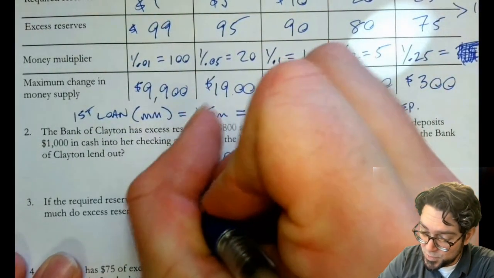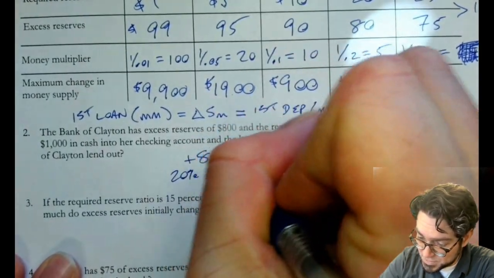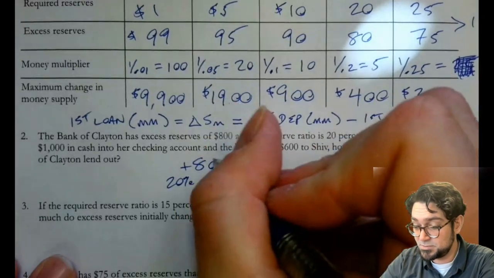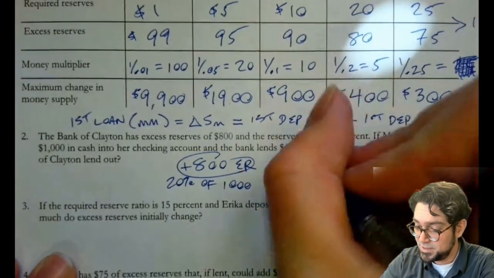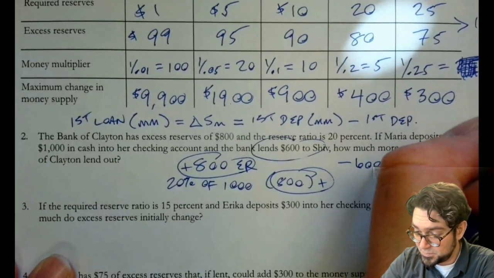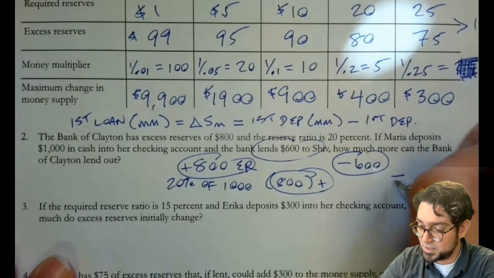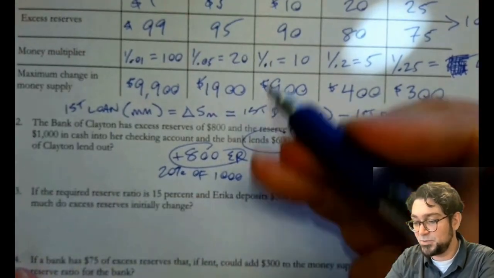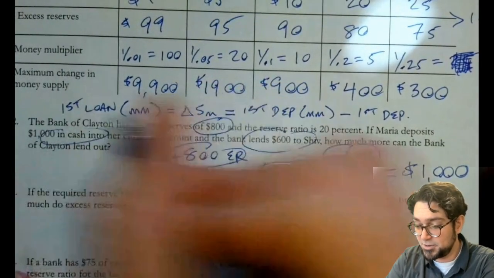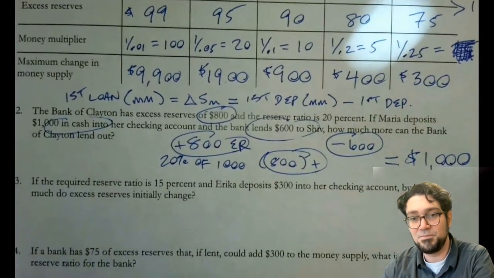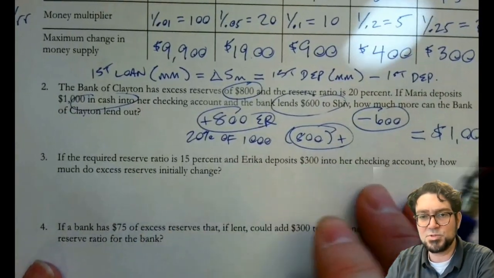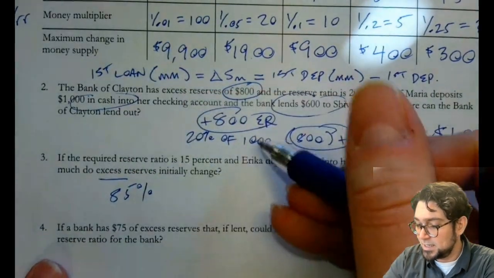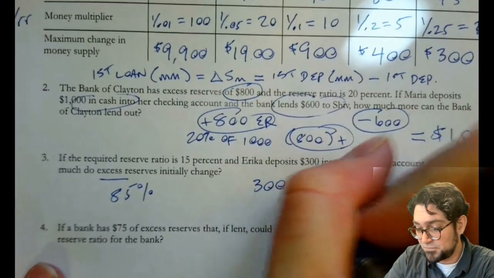Well, they can lend out 20% of 1,000, which is 200. So now they could lend out 1,000. Right? So 800 plus 200, and then they lend 600 to Shiv. So minus 600. So it's really just noticing that we have this, and then we have 800 from that, and then we got lending to Shiv. So number 3, if the required reserve ratio is 15%, she deposits 300. How much do the excess reserves change by? That's 85%.